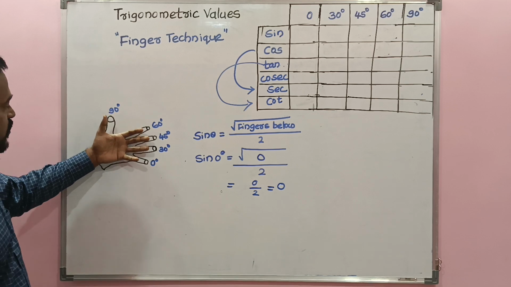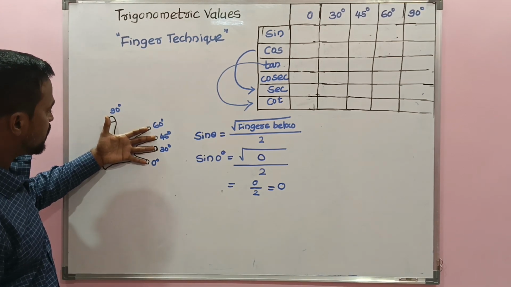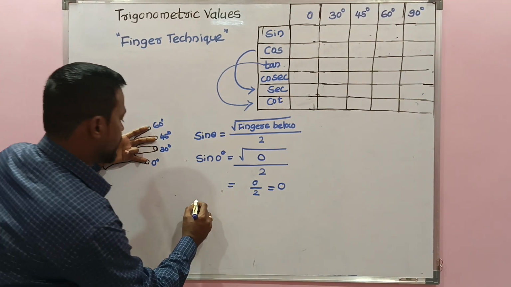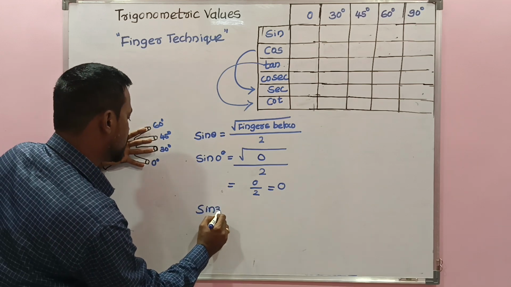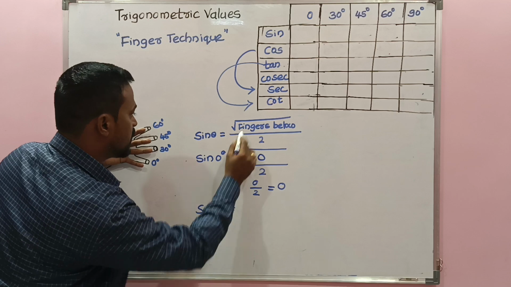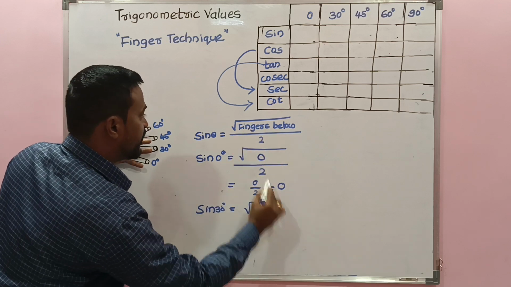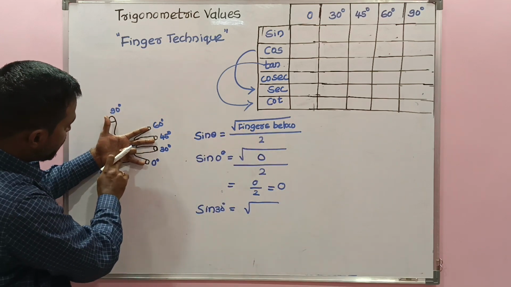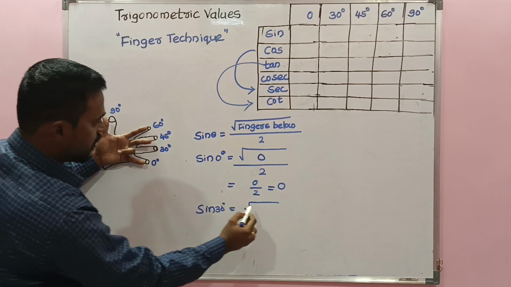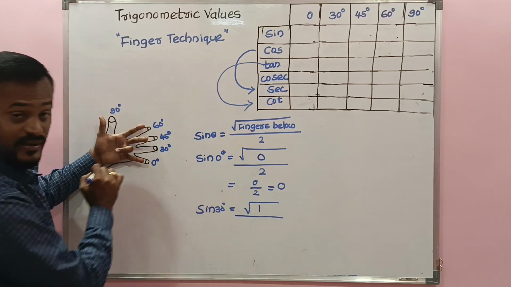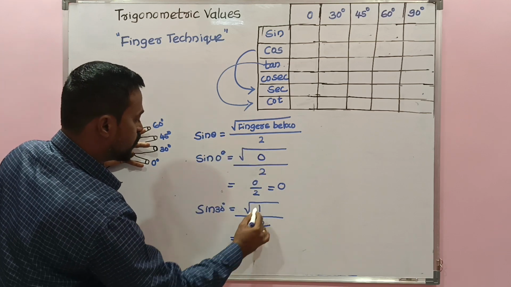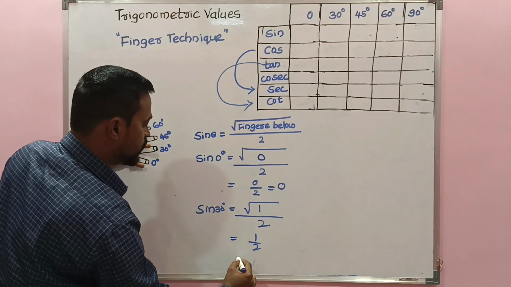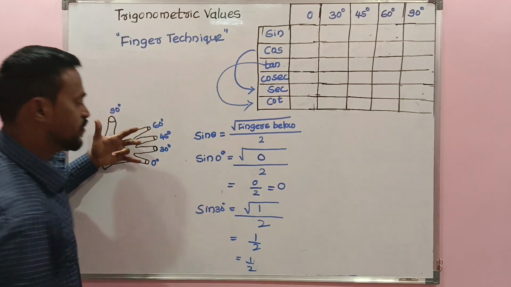Similarly, I'll fold 30 degree. That means the ring finger. Now you tell me sine 30. This finger indicates 30 degree. Therefore sine 30 degree is equal to the under root of fingers below. How many fingers are there below this finger? There is one finger only, divided by 2. So under root of 1 is 1, whole divided by 2. This happens to be 1 by 2.